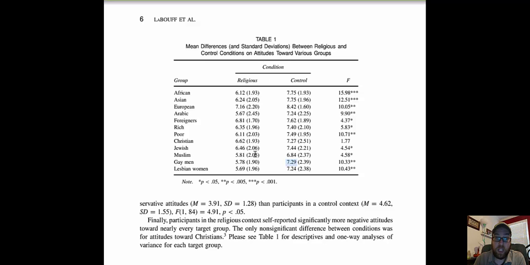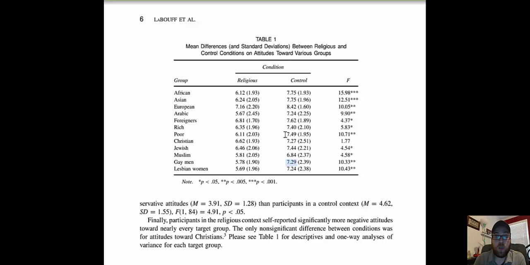You can see the F statistics being displayed here, and again, we'll talk about how to interpret these in the next skill. But this statistic tells you whether or not this difference is big enough to be reliable. And what we see from these are the biggest F statistics are the ones where the difference is biggest. So the biggest difference between the religious context and the control context comes in African and Asian attitudes, in attitudes towards Europeans and Arabs. The smallest difference comes in attitudes towards Christians.